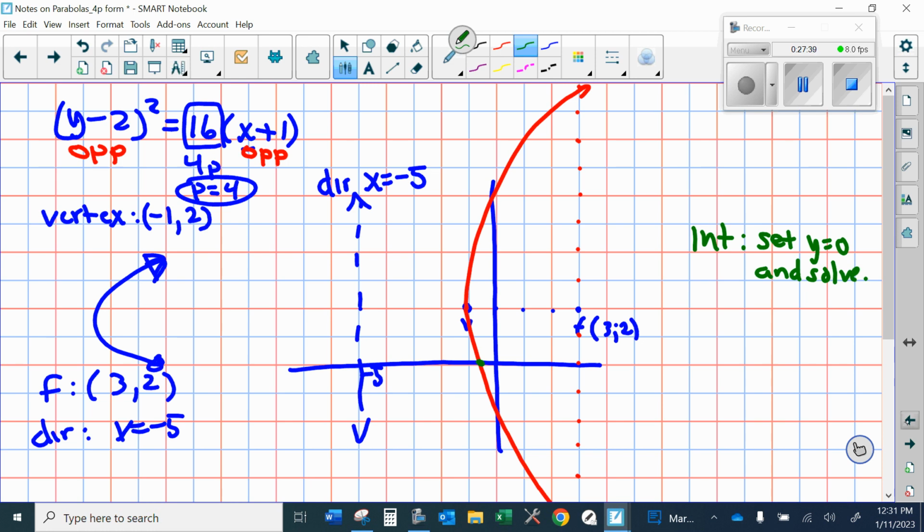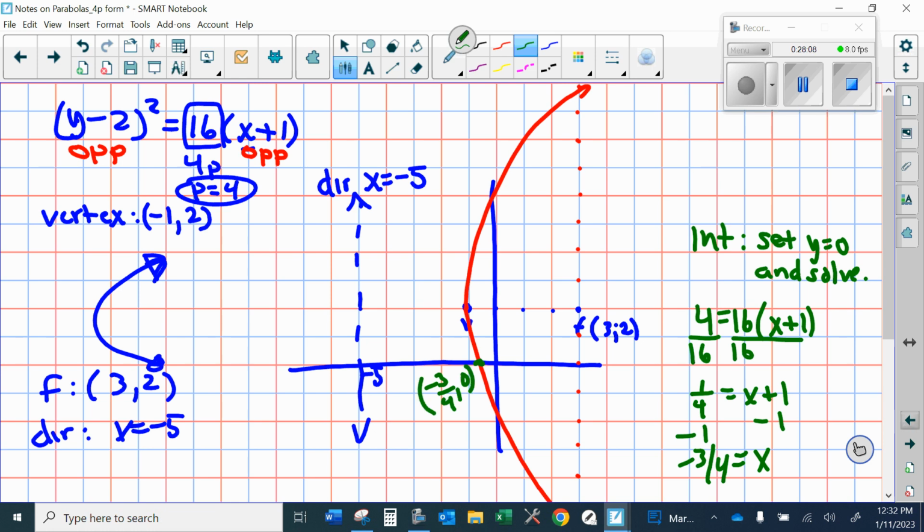So I plug in 0 in for the y, I get -2 squared is +4. And then I have 16 times x plus 1. So I'm going to divide by 16 on both sides. So I got 1/4 equals x plus 1. Last step, subtract the 1 across. And I get 1/4 minus 1 is -3/4. So the x coordinate, this right here, where that hit, that'd be -3/4, comma 0.